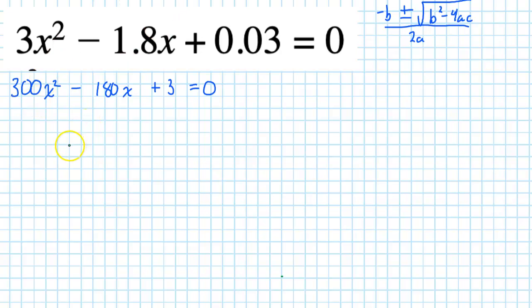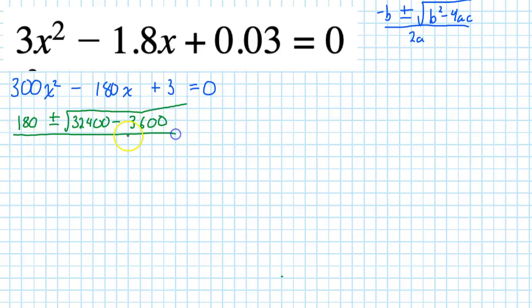Why not? So negative b, so negative and then minus minus, so that's going to be 180 plus or minus the square root of 180 squared, and that comes out to 32,400 minus 4ac. So 4 times a times c, I can do that with mental math here. Well, it would be 4 times 300, that's 1,200 times 3, so minus 3,600. All over 2a, and 2 times a would be 600.